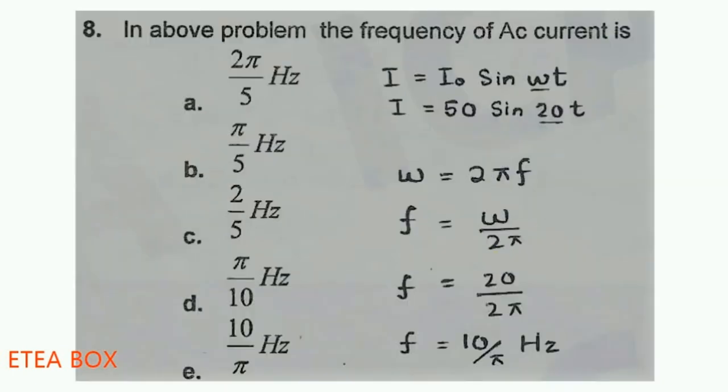In the above problem, the frequency of the AC current is, now in the above problem I is equal to I naught sine omega t, and the given was I is equal to 50 sine 20t. So by comparing these two equations, here omega is equal to 20. We know that omega is equal to 2 pi f, and the required is the frequency. So f is equal to omega divided by 2 pi. Now putting the value of omega, 20 divided by 2 pi. Now divide 20 by 2, so you will get frequency 10 divided by pi hertz. So option E is correct here, 10 by pi.